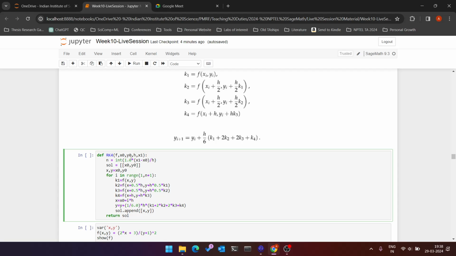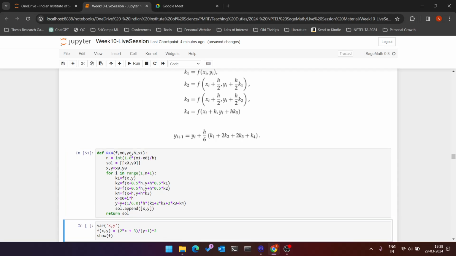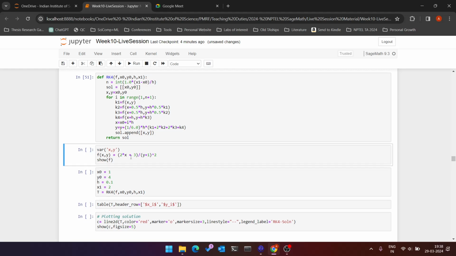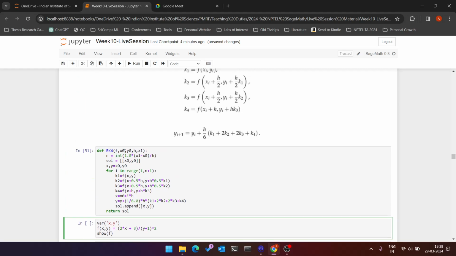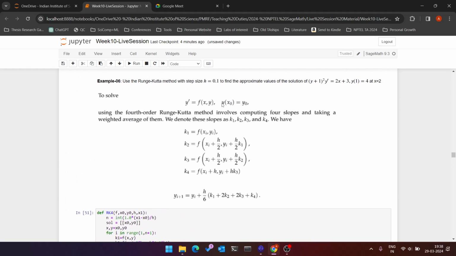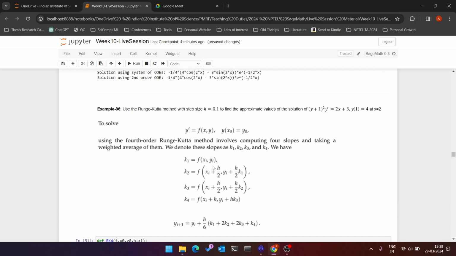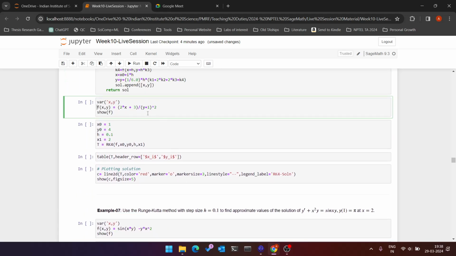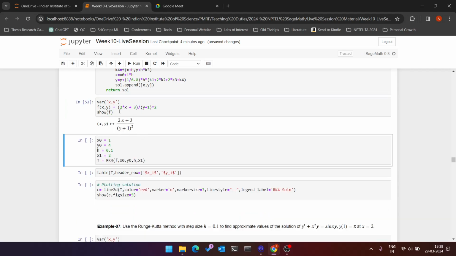Right. So if I run this cell, this is what the function runs without any syntax error at least. Next, we specify the variables x comma y. We define the differential function f of x y, y dash is equal to f of x y, as 2x plus 3 upon 1 plus y whole square. I show f. This is what my derivative function looks like.